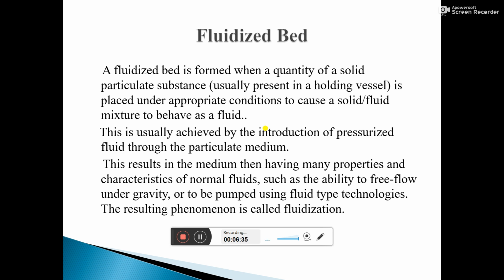This results in the medium having many properties and characteristics of normal fluids, such as the ability to free flow under gravity or to be pumped using fluid-type technologies. The resulting phenomenon is called fluidization.